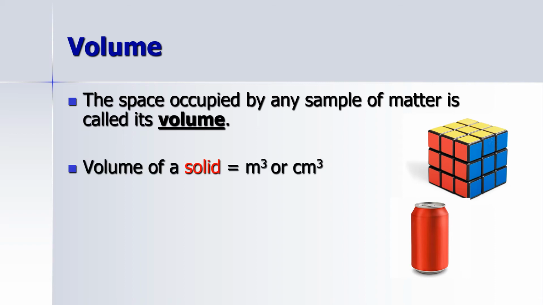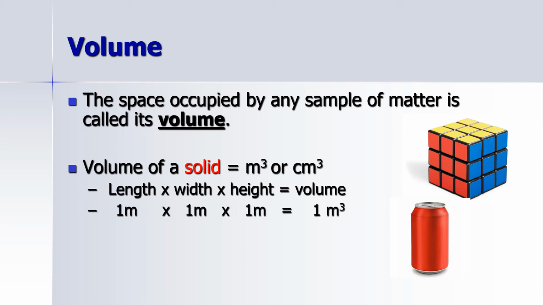Now, when we are talking about the volume of solids, please remember that it is always measured in either meters cubed or centimeters cubed. Why is that the case? Because the volume of a solid is equal to length times width times height. So all three of these are measured in meters, let's say. That would give us an overall unit of volume to be meters cubed. If they are measured in centimeters, that would give us an overall unit of measurement to be centimeters cubed.